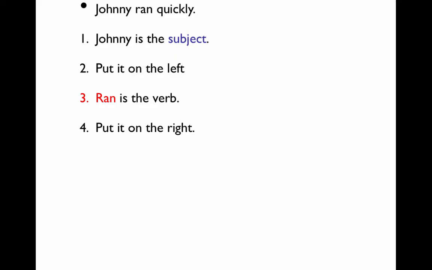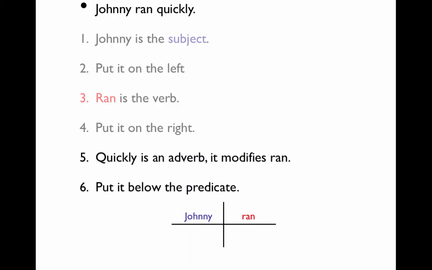Johnny ran quickly. Johnny's our subject, right? So I put Johnny on the left. Ran is my verb. Put it on the right. And then I put quickly underneath the ran because it describes how Johnny ran. Johnny ran quickly. Goes underneath the predicate.